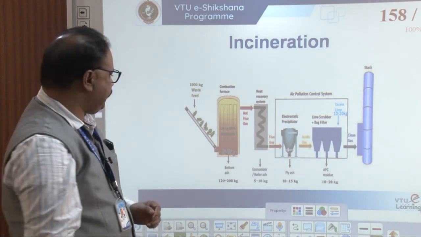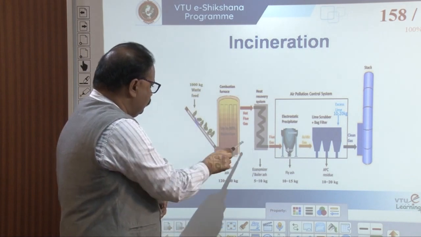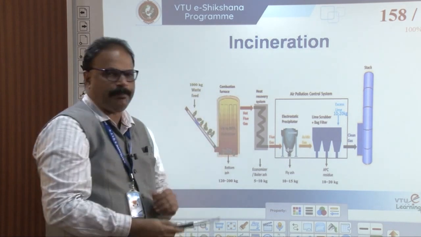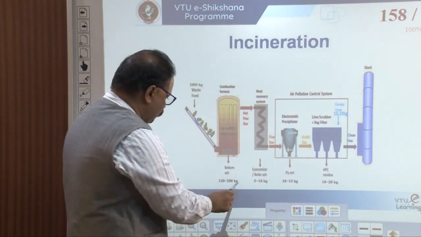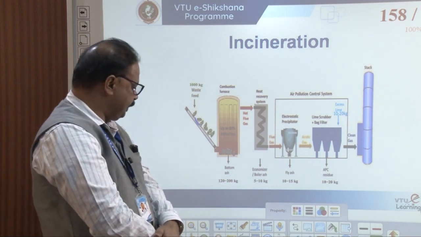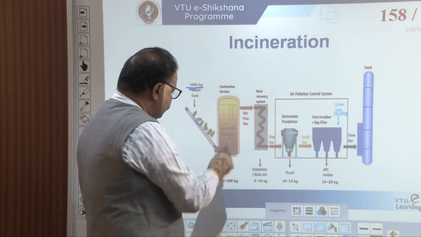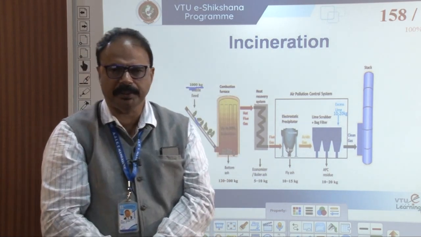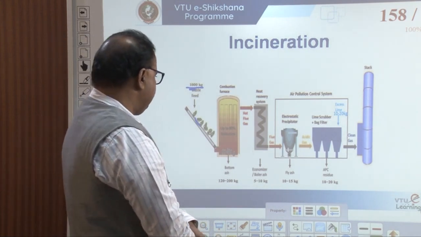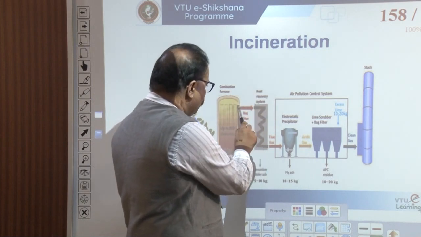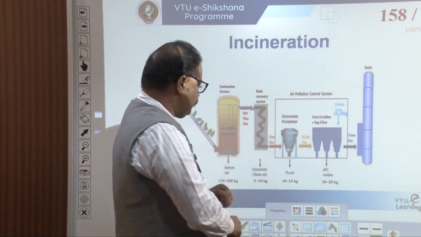About 1000 kg of electronic waste is fed and moves to the combustion furnace. The bottom ash, 120 to 200 kg of ash, will be developed by the combustion. From there the hot gas moves to the heat recovery system.